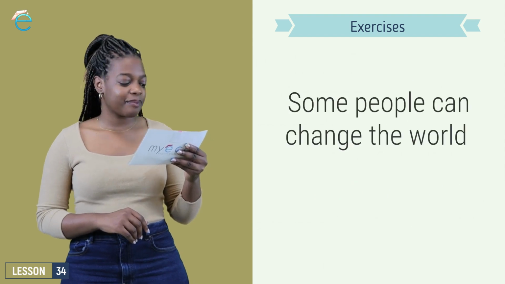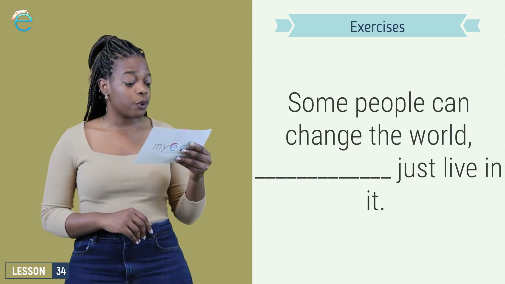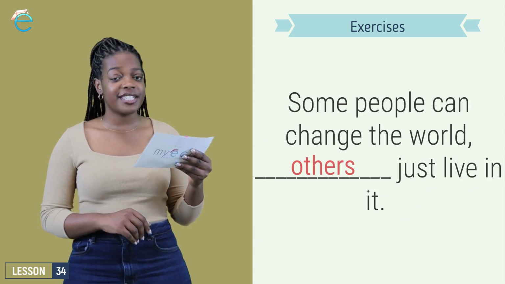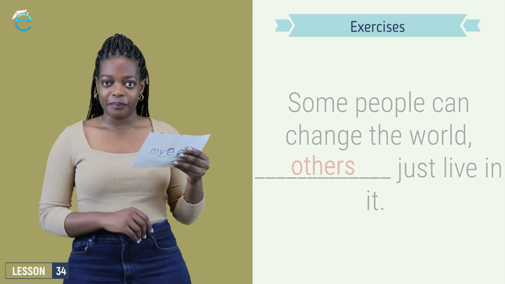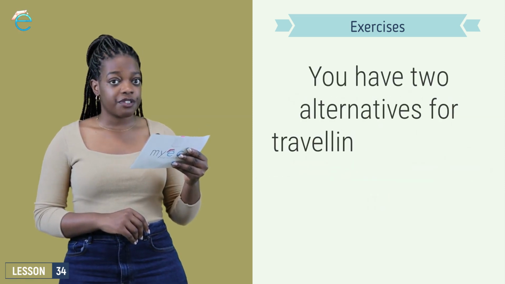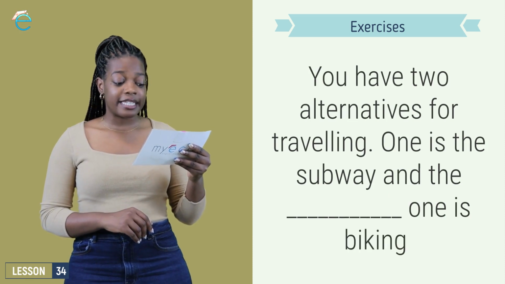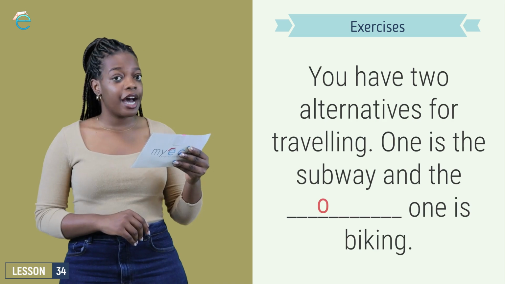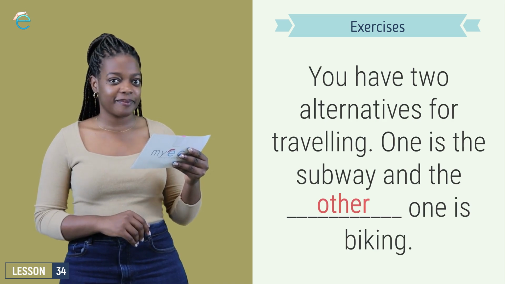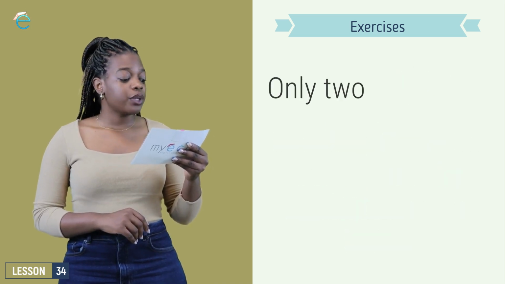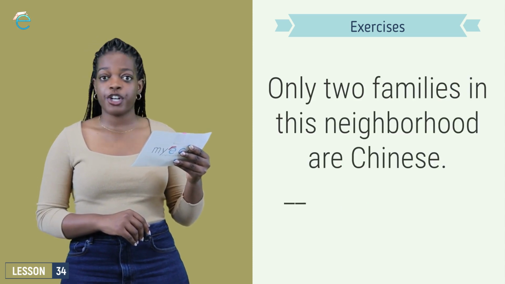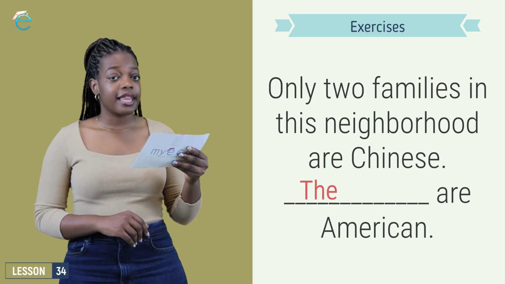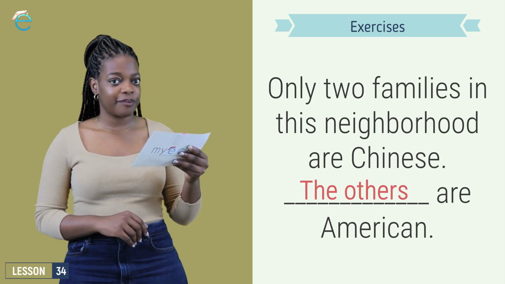Number 6, some people can change the world. Blank just live in it. Others just live in it. Number 7, you have 2 alternatives for traveling. One is the subway and the blank one is biking. The other one is biking. 8, only 2 families in this neighborhood are Chinese. Blank are American. The others are American.